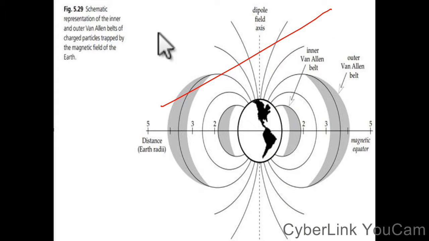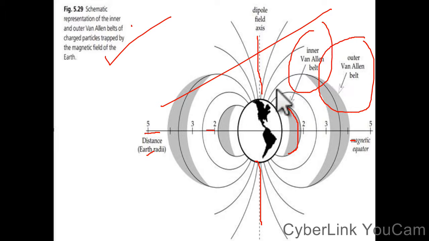Next, this diagram represents the inner and outer Van Allen belts, charged particles trapped by the magnetic field of the Earth. Van Allen belts, magnetic field. Dipole field axis. Distance from the Earth to the magnetic equator. Outer Van Allen belt, inner Van Allen belt.